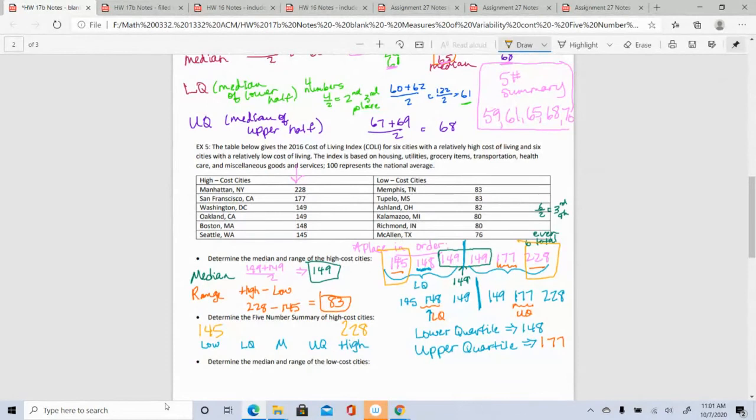Now, what would be the median? We found it first, didn't we? But it wasn't on the line. We found the median first. And then the lower quartile is the number in the middle of these three, which is 148. The upper quartile is the number in the middle of these three, which is 177. Okay? Maybe if we do the other one.